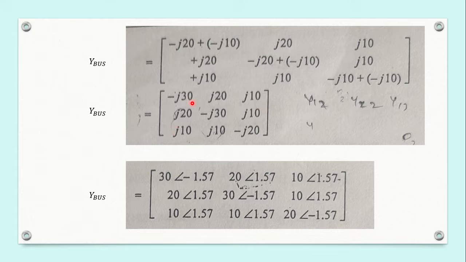Just after formulating the Y bus, we have to express the Y bus in the polar form also, because in order to calculate active power and reactive power, we need the magnitude of admittances as well as the admittance angles. So don't forget to express Y bus in the polar form also.